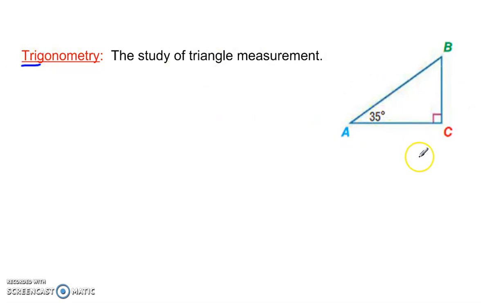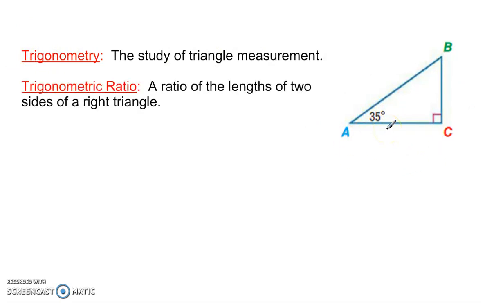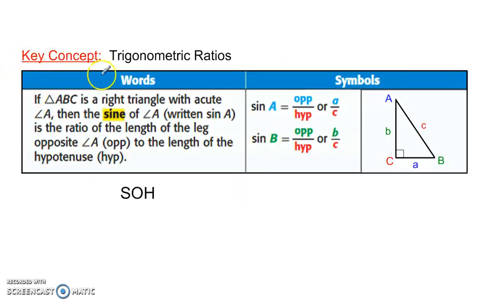Okay, so here we have a triangle. We're looking at ratios. A trigonometric ratio is a ratio of lengths of two sides of a right triangle. So here we have a right triangle. The sides are named for the vertex opposite it, or the vertex gives the side opposite it its name. So side A would be opposite vertex A, and so forth. B opposite B, and C opposite C.